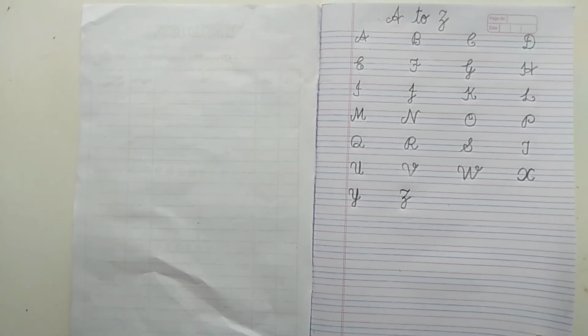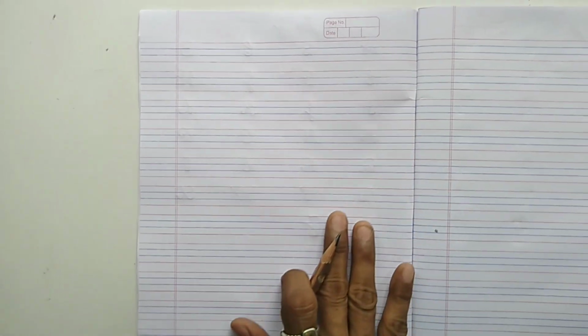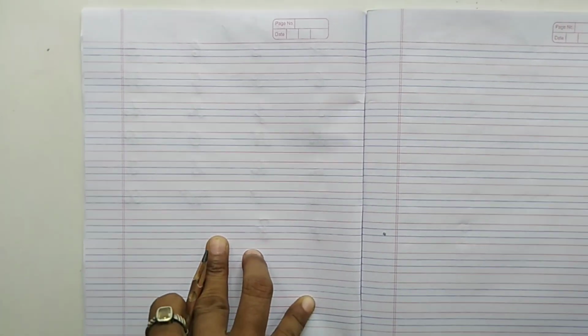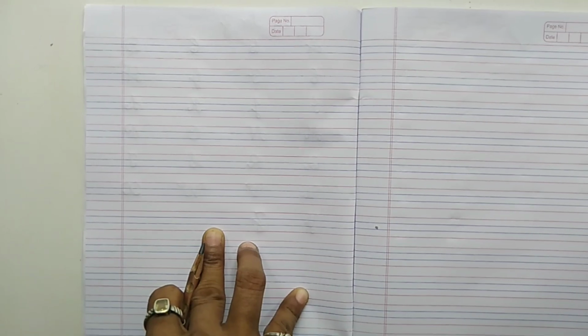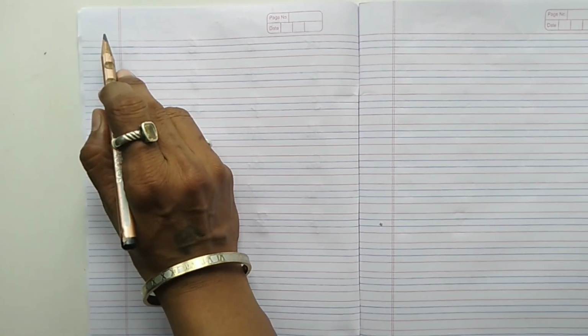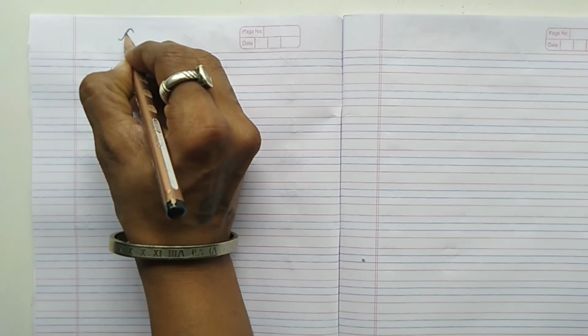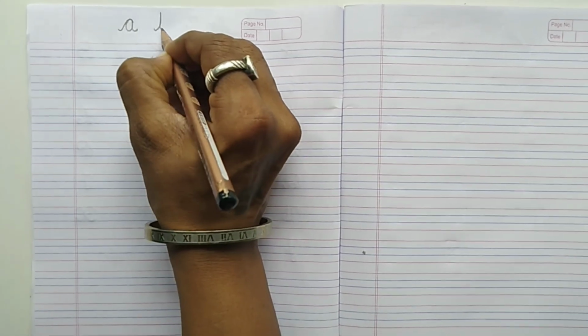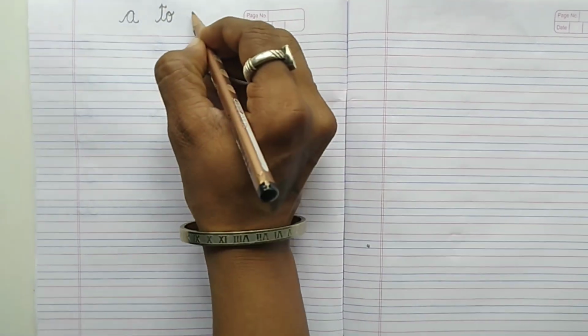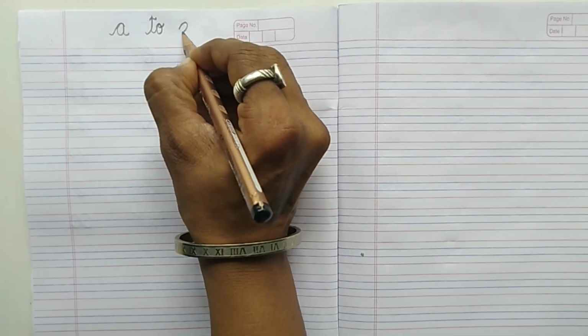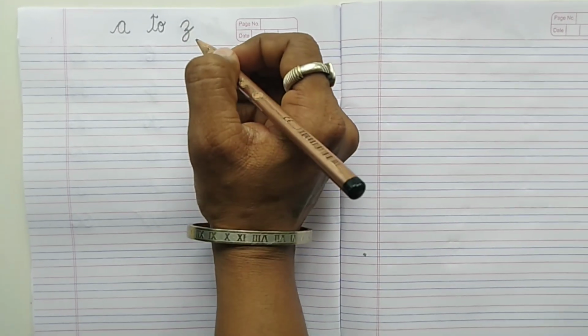Now turn the page. Slowly you have to turn your page. Here we have to write A to Z cursive small alphabet. Okay? Same. Don't forget to write date over here in margin space. You have to write date here and topic here. So, A to Z. Let's write.